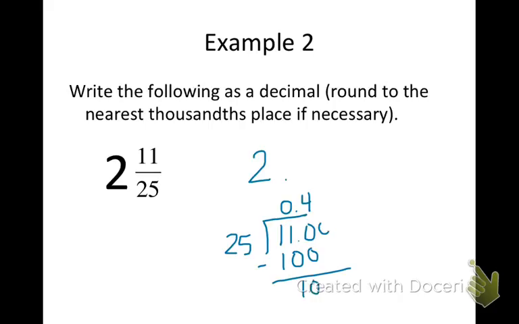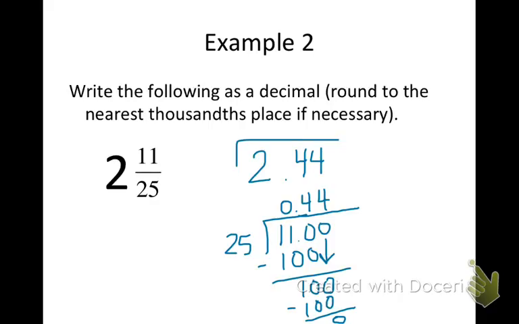Bring down 10 and another 0. 25 goes into 100 4 times. And this is what we talk about with a terminating decimal having a remainder of 0. So our answer in this case is 2.44 or 2 and 44 hundredths.